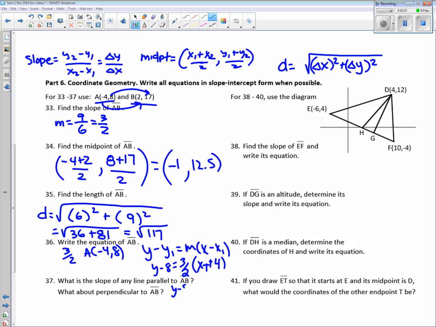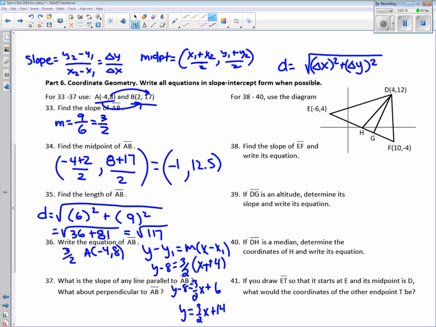So I want to get this in slope-intercept form, so I'm going to distribute the 3/2 on the right side. So that's going to give me 3/2 x plus 6. And then when I add 8 to both sides, it's going to be y equals 3/2 x plus 14.